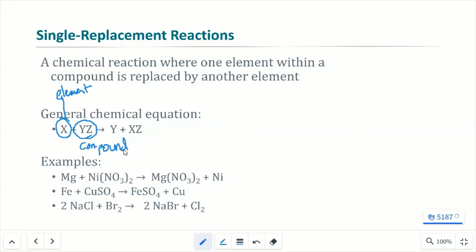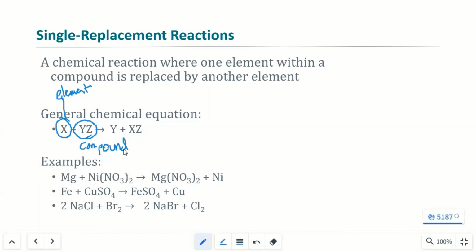So in the first one, the magnesium kicks out the nickel to make a new compound and elemental nickel. In the second one, the iron kicks out the copper. So we get a new compound and copper metal. In the third one, we've got bromine kicking out chlorine and giving us elemental chlorine as a result.